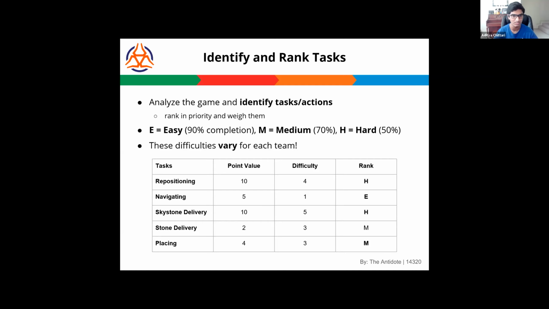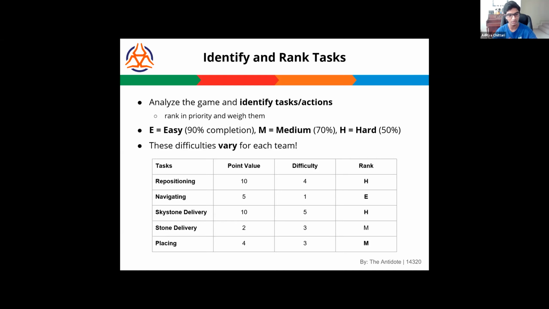Again, these difficulties are going to vary for each team. It may not be easy for all teams, and it might not be hard for all teams. Combining your point values and how hard it is to accomplish those missions, you can create a kind of rank, like easy, medium, and hard. It will help your team figure out what you should target first and what you should develop later in the season.